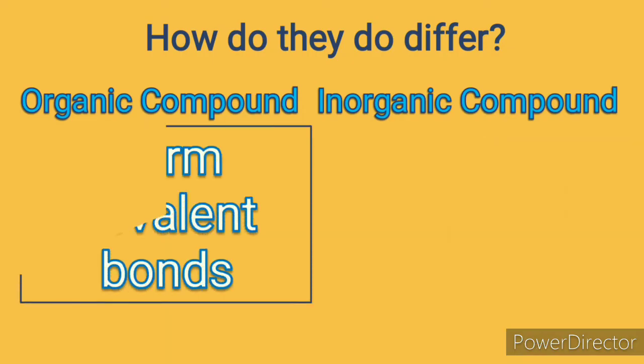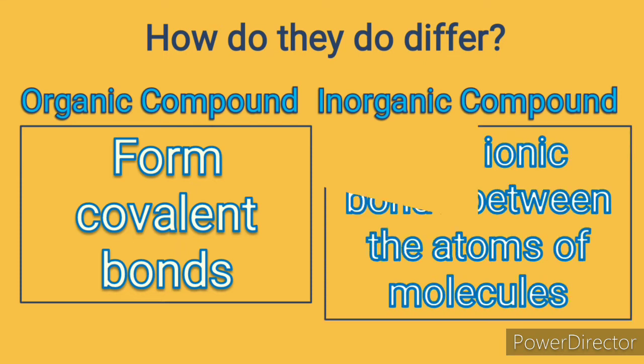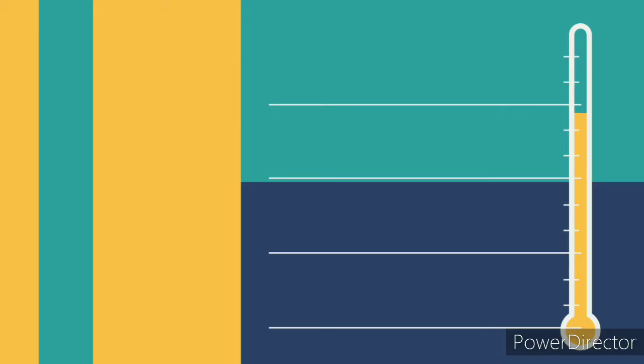What else? Organic compounds form covalent bonds. We are already done discussing what a covalent bond is, while inorganic compounds form ionic bonds between the atoms of molecules. We already discussed the difference between covalent bonds and ionic bonds, right? Okay.